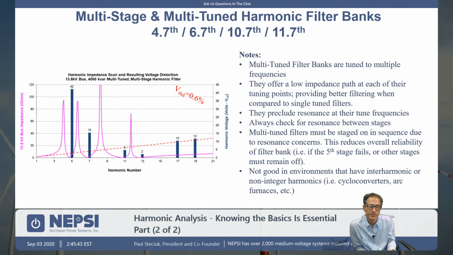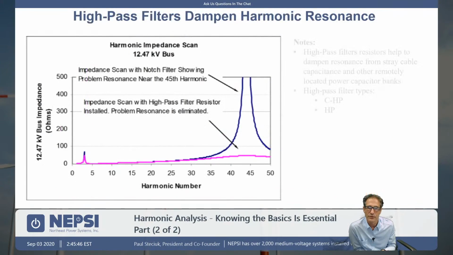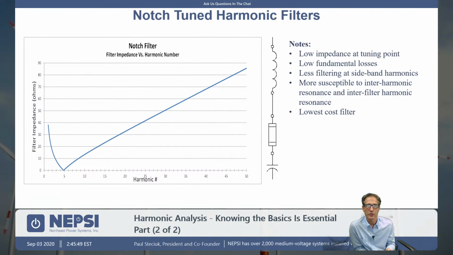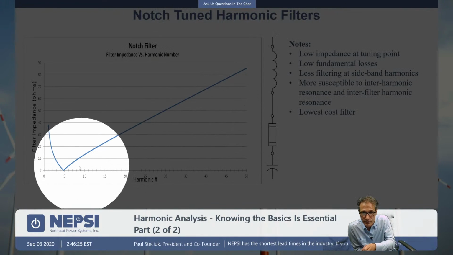Okay, so let's just talk about the filter branches for a moment. Here we have a fifth tuned filter, and incidentally, we don't always design to a 4.7th harmonic. Sometimes we would design to 5, sometimes we would design to 5.1 or 5.2. The choice of tuning point at each and every frequency is really dependent upon what you are looking to achieve in the harmonic study. How good does the tuning point need to be, or how low the impedance needs to be at the harmonic frequency right here?